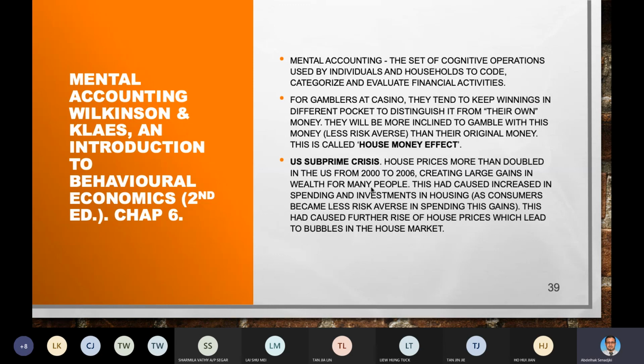House prices more than doubled from 2000 to 2006, creating a large gain in wealth for many people. This caused increased spending and investment in housing as consumers became less risk averse in spending this gain. This caused a further rise in house prices, which led to a bubble in the housing market in 2008. So that one is also a very, very dangerous act. You can go and read about these three examples from this book in chapter 6 in the second edition if you want to learn more.